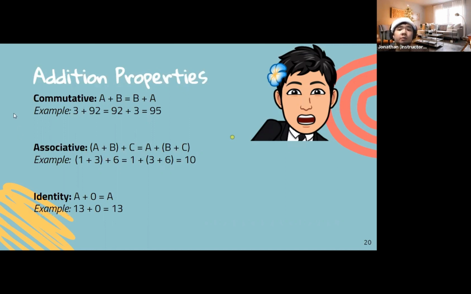Associative. This is a little bit trickier because it involves parentheses. So this property is basically saying if I have addition and I do a plus b first and then plus c, it's the same as adding b plus c first and then adding a. So for example, I have 1 plus 3 is 4, plus 6 is 10. How about 3 plus 6? 3 plus 6 is 9, plus 1 is 10. So that means you can move the parentheses around and it will be the same.